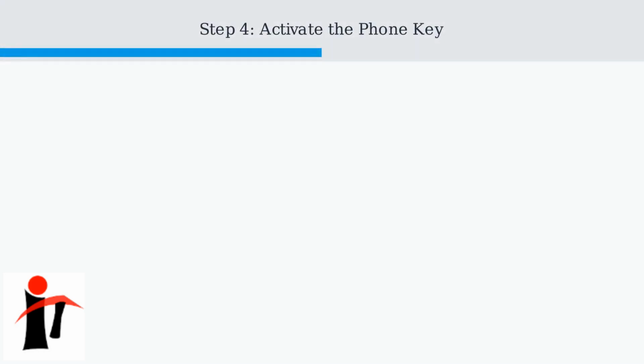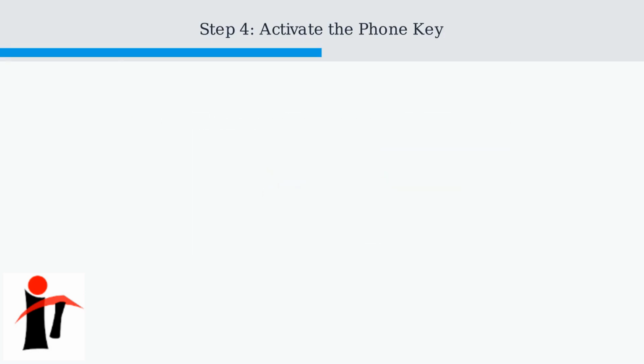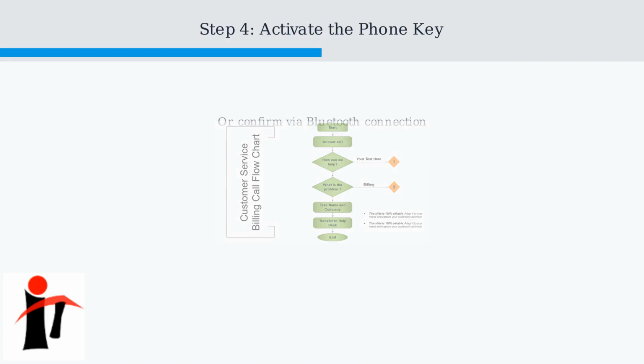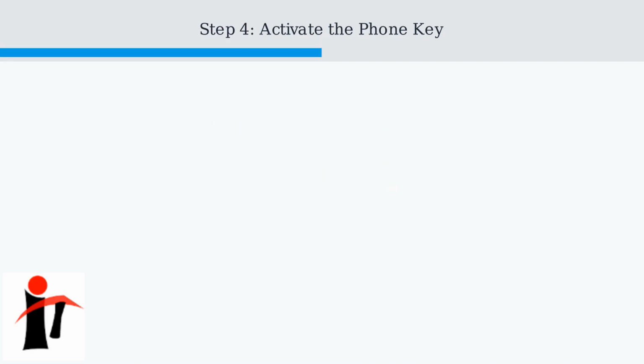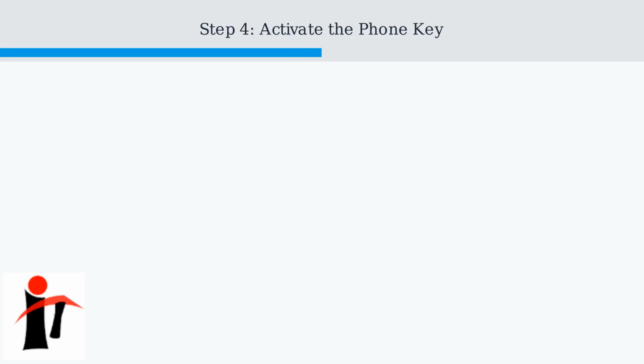To activate the phone key, follow the on-screen instructions in the Tesla app. This typically involves holding the second phone near the driver's side door handle to utilize NFC technology for proximity activation. Alternatively, you can confirm the connection via Bluetooth if NFC is not available. The Tesla app will guide you through this process. Once activated, the app will display a confirmation message indicating that the phone key has been successfully added and is ready to use.